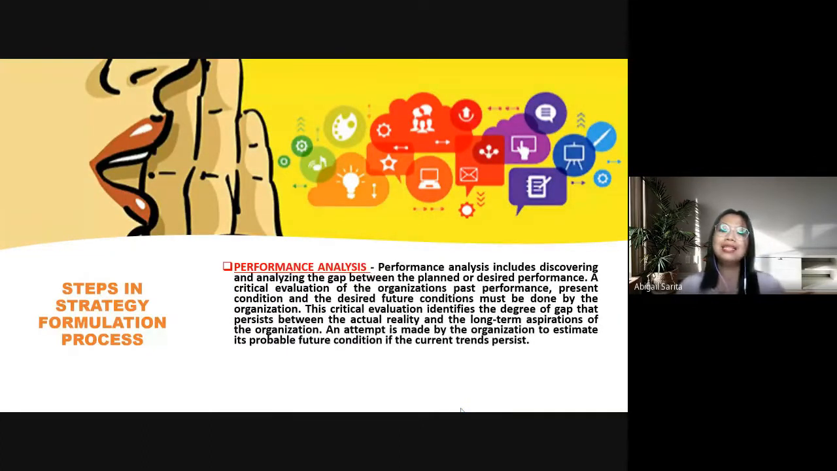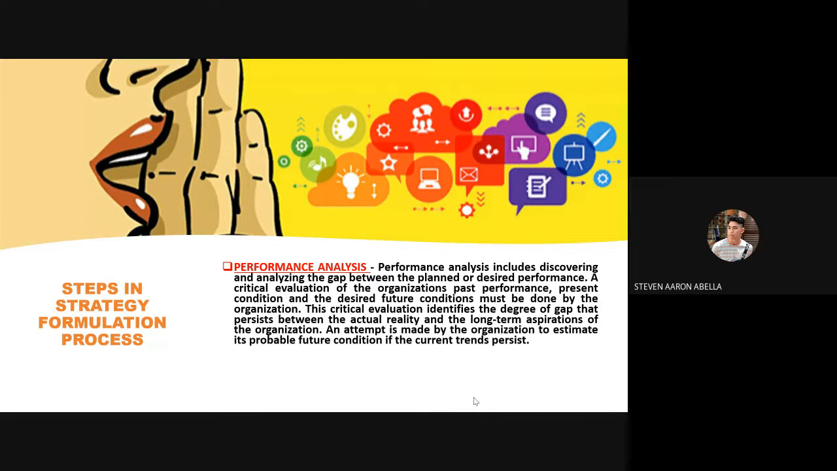Next, performance analysis. Can you please read, Aaron? Performance analysis. Performance analysis includes discovering and analyzing the gap between the plan or desired performance, a condition, and desired future conditions must be done by the organization. This critical evaluation identifies the degree of gap that persists between the actual reality and long-term aspirations of the organization. An attempt is made by the organization to estimate its probable future condition if the current trends persist.